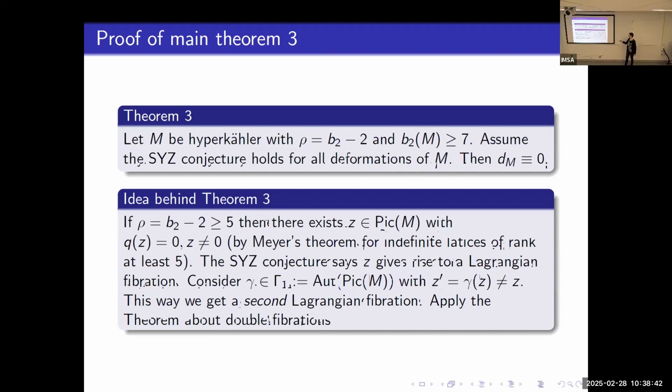So there exists a non-trivial parabolic class Z. So q of Z vanishes, and then by the SYZ conjecture, Z gives rise to a Lagrangian fibration. So then you have to do a bunch of work, but the idea is that by applying automorphisms, you get a second Lagrangian fibration, and then you can use the theorem for double Lagrangian fibrations.